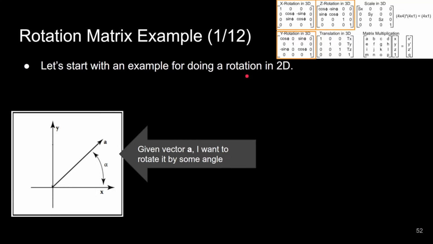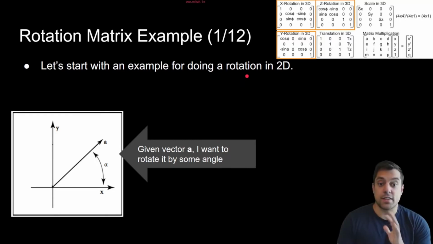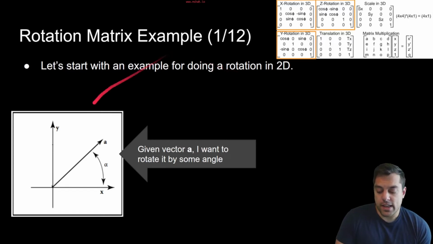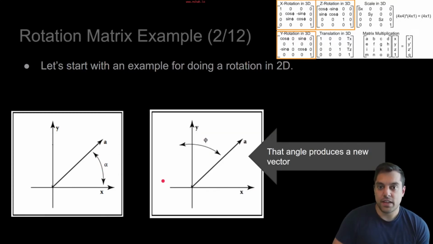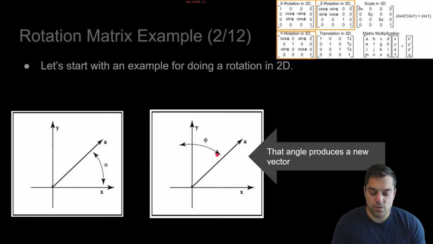All right. So just to give some more intuition and sort of thinking about matrices, let's just start with 2D here again, just kind of starting slow and figuring out what's going on. So, let's say I have a vector A, that's this line right here, and I want to rotate it by some angle, this angle here, okay? So this angle produces a new vector when I do the rotation, right? So it's already up here, okay? But I want to rotate it some more.